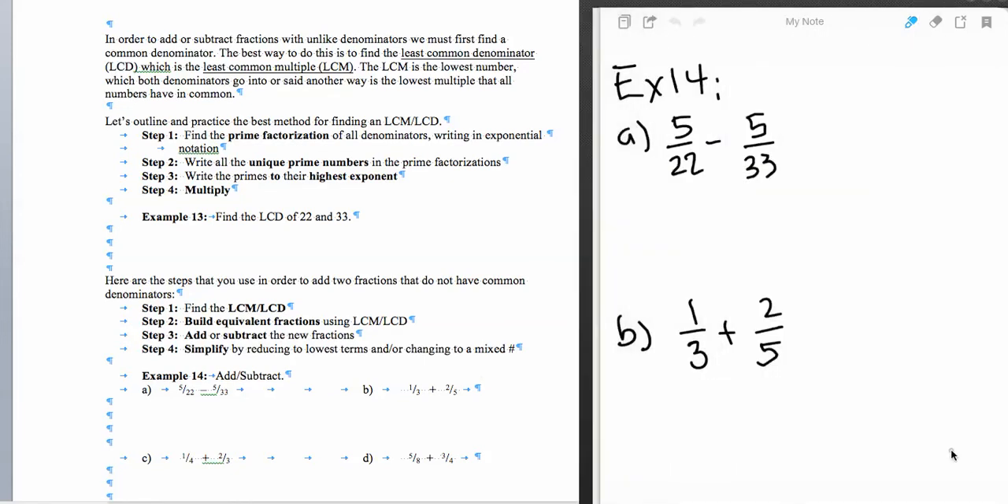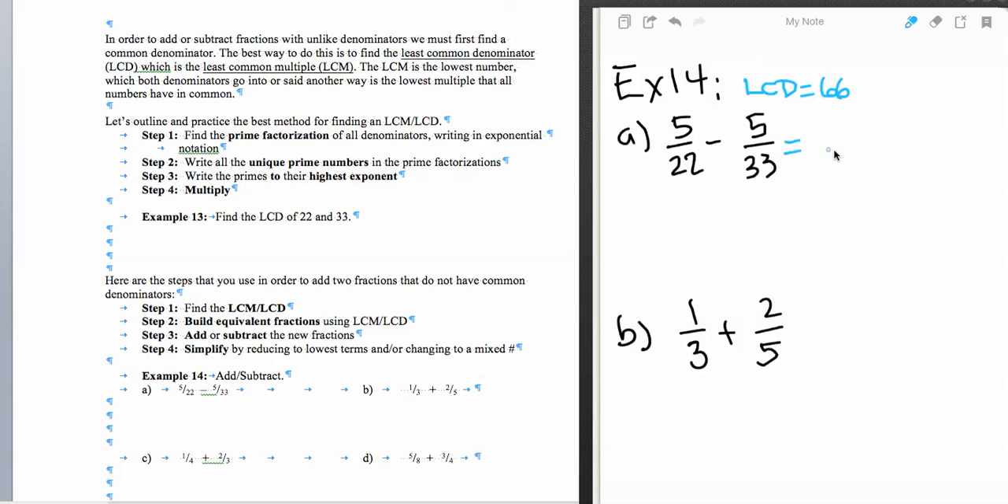So let's go ahead and do the examples where we're going to be adding and subtracting unlike denominators. In order to add and subtract unlike denominators, I'm going to call your attention to the notes over on the left here. Find the least common multiple, least common denominator, and then you build the equivalent fractions. We did that in an earlier lecture. And then we add or subtract the new fractions, and then we simplify if it's necessary. So we've already found the least common denominator in our first example, 5/22 and 5/33. We know that the least common denominator in this particular instance was 66, and that's why I wanted to start with that just a minute ago.